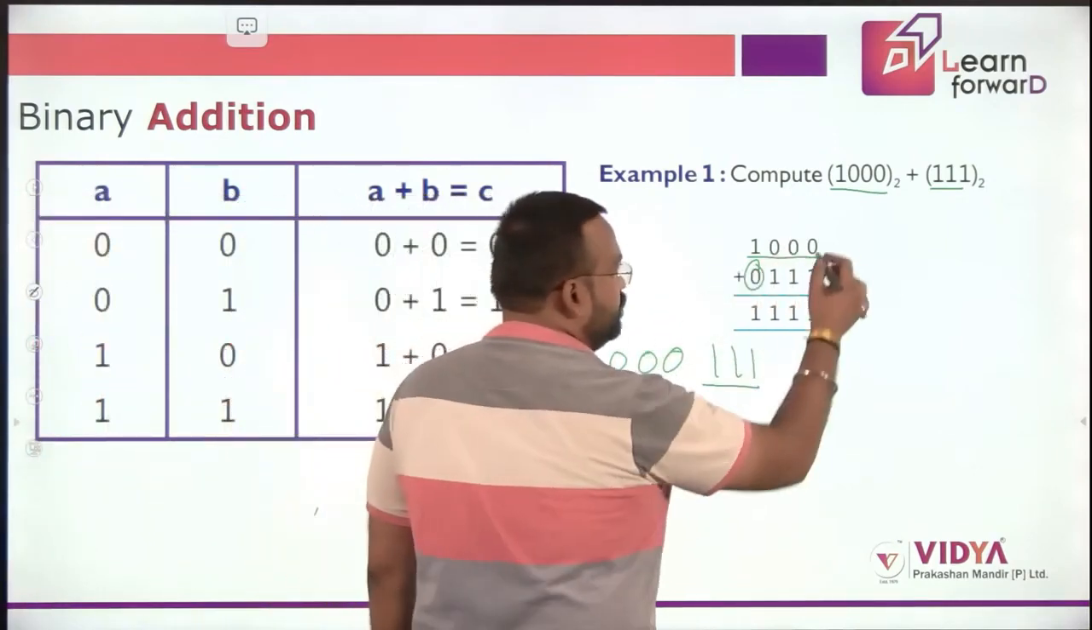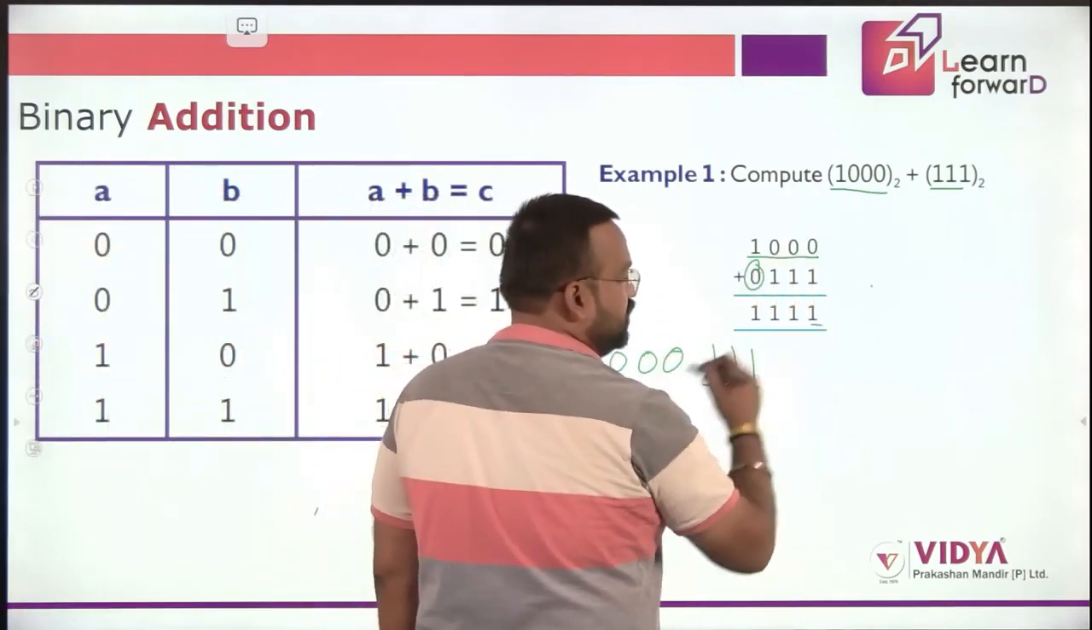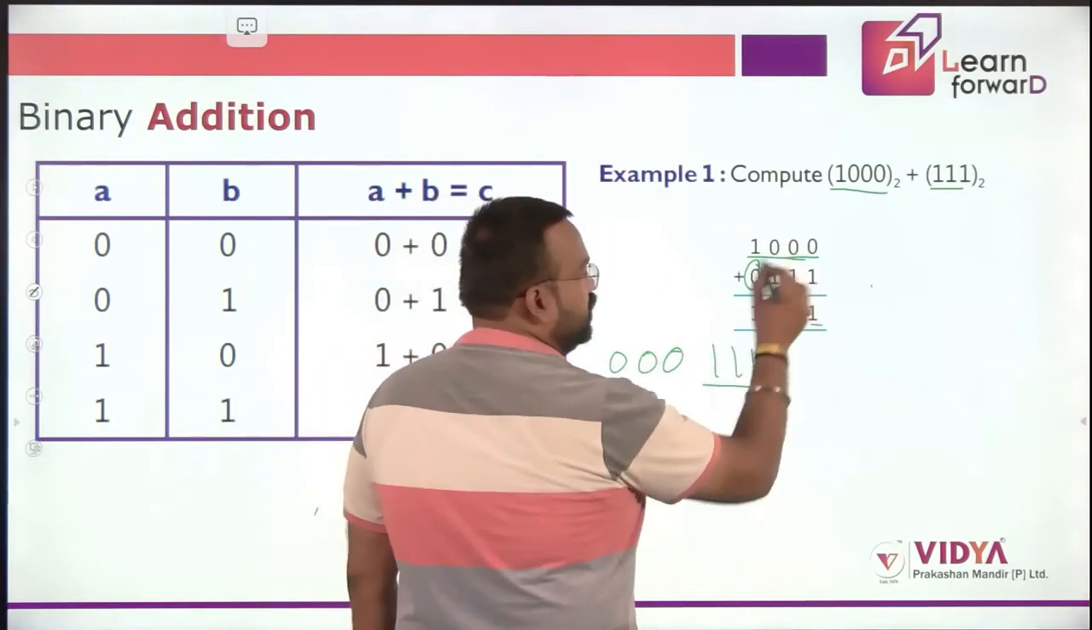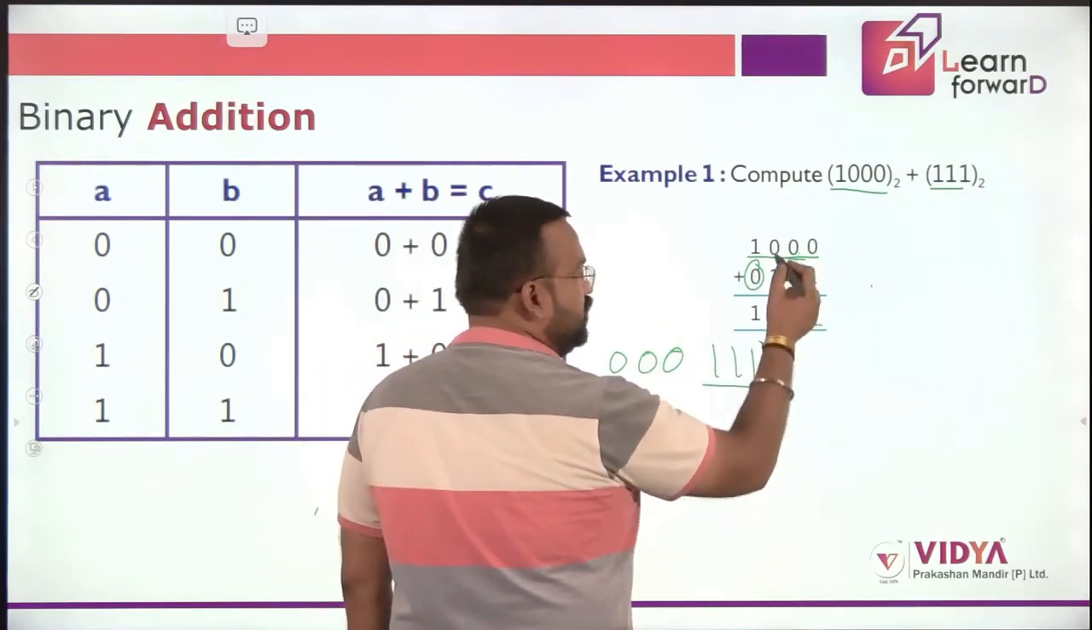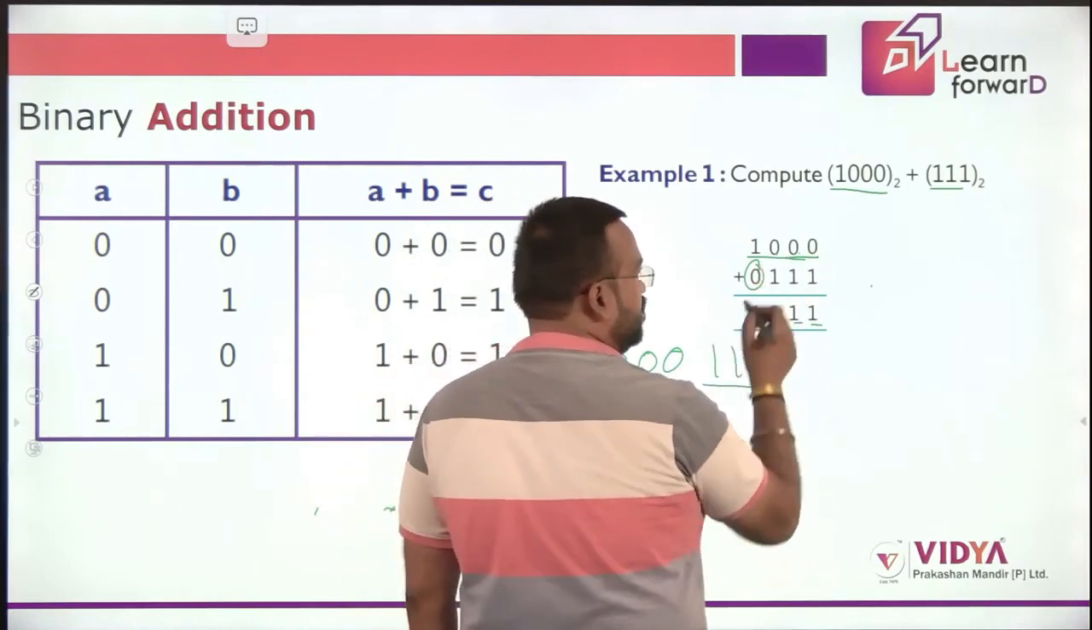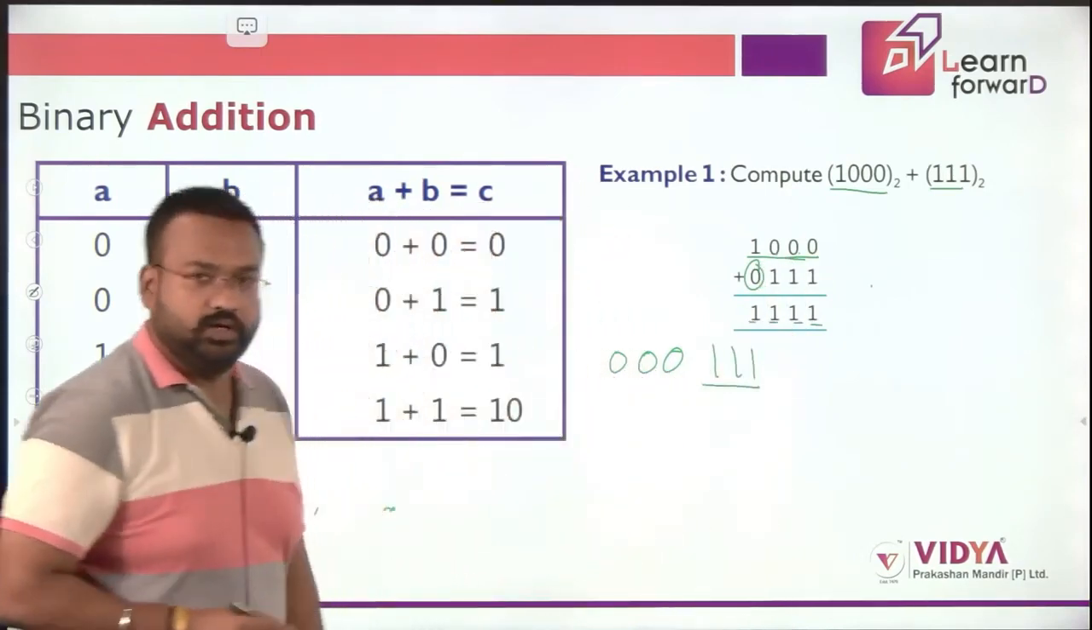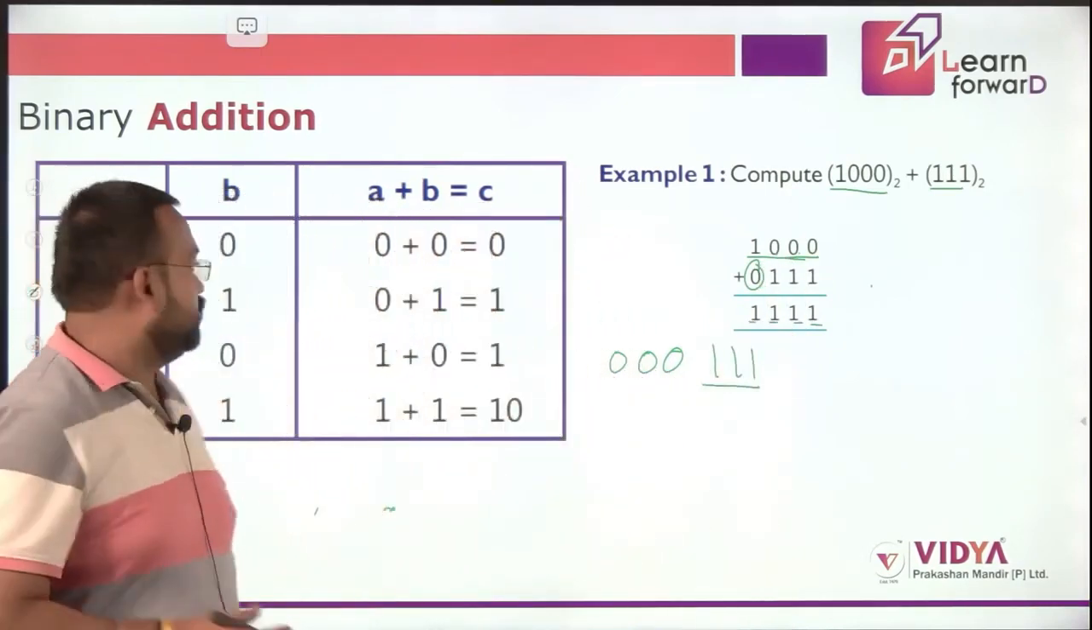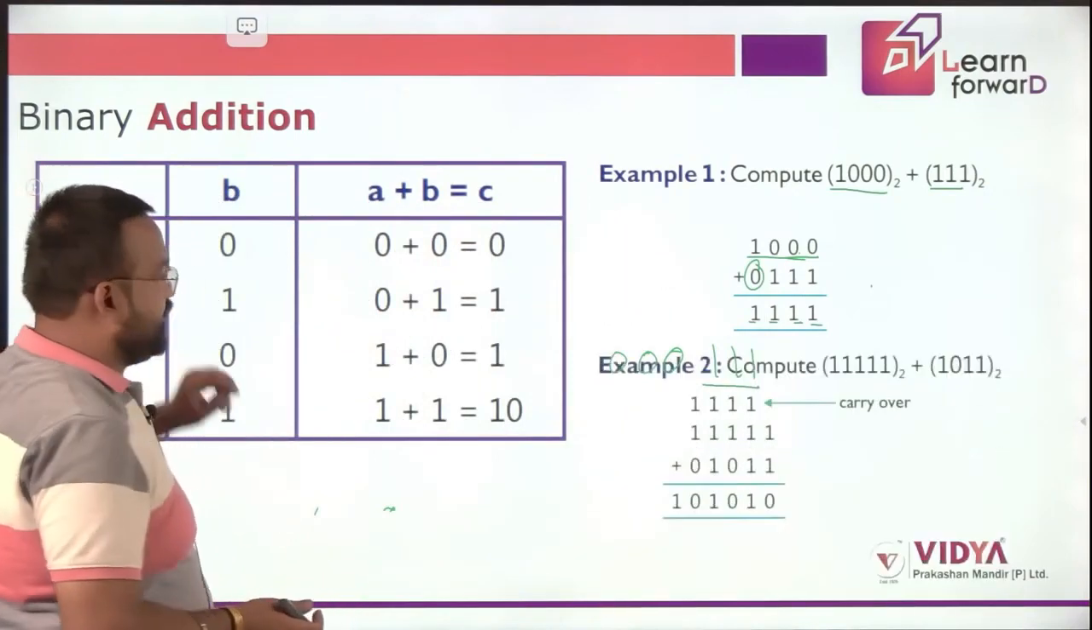Now let's add them. When you add 0 to 1, it is again 1 as per the arithmetic. Then we will add 0 1, again it's 1. Then we will add 0 1, again 1. Then add 1 0, again 1. So I hope it is clear. It's so simple. Let's take another one.